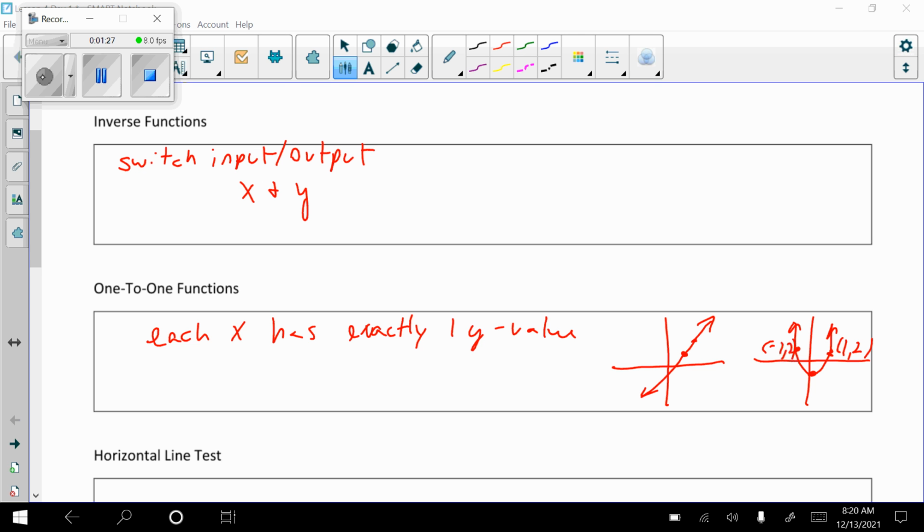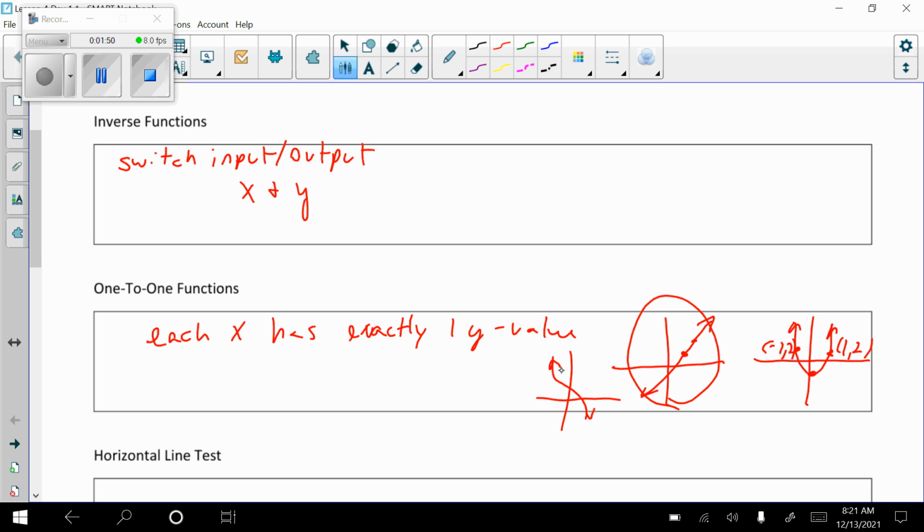There are two things that you can think about that make it one-to-one. First of all, the functions are either always increasing or always decreasing. So a good example of that is this line function, which is always increasing. You might have something like this where it's always decreasing. That would be another example of a one-to-one function.